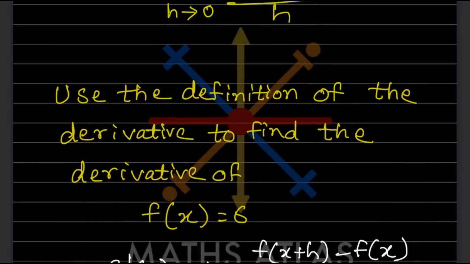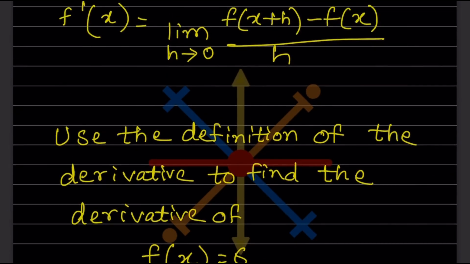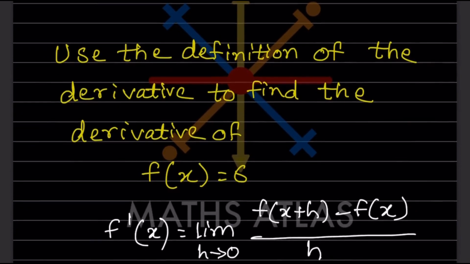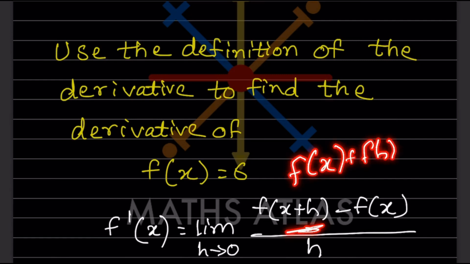Use the definition of the derivative to find the derivative of f of x is 6. So we start with f dash x, that is limit h tends to 0. This is the formula that you are going to write. Now, in place of it, f of x plus h, f of x is 6, so this is 6.